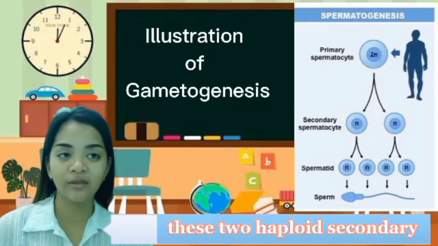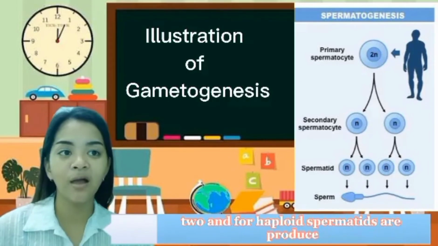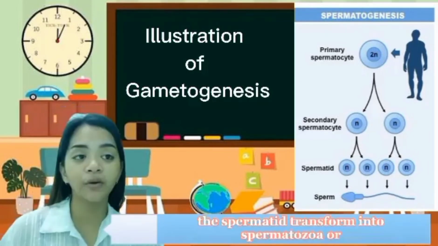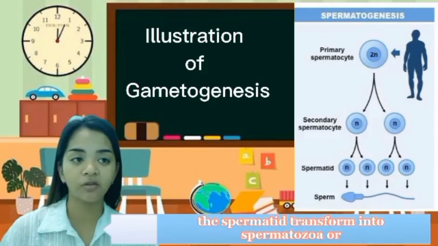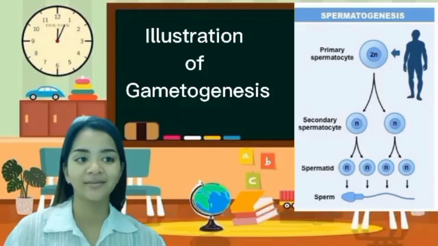These two haploid secondary spermatocytes proceed to meiosis 2, and 4 haploid spermatids are produced. The spermatids are transformed into spermatozoa or sperm by the process of spermiogenesis.